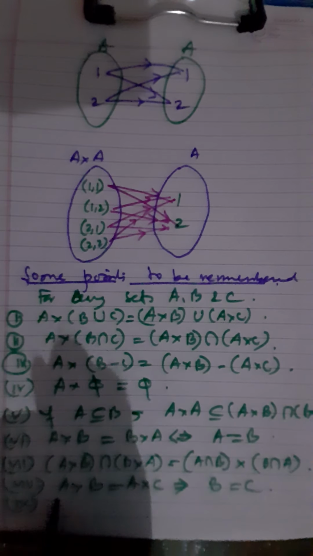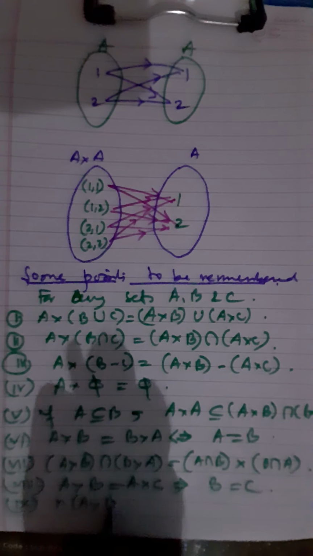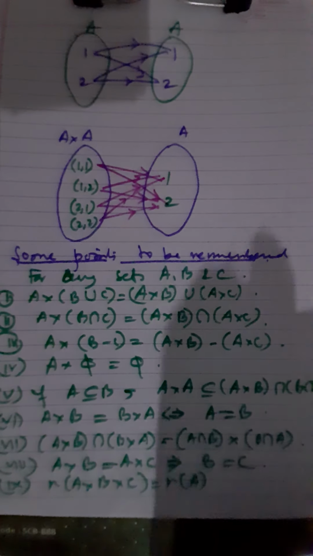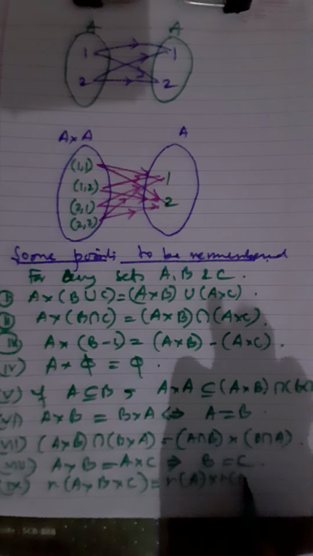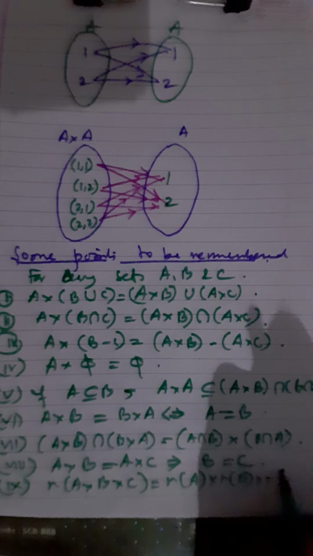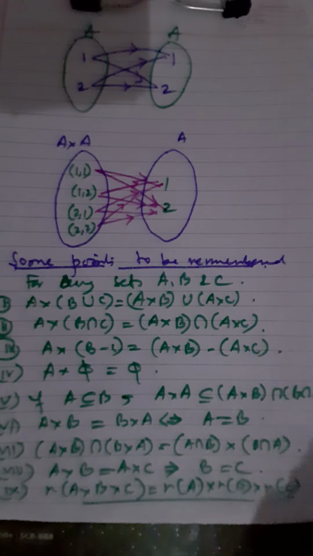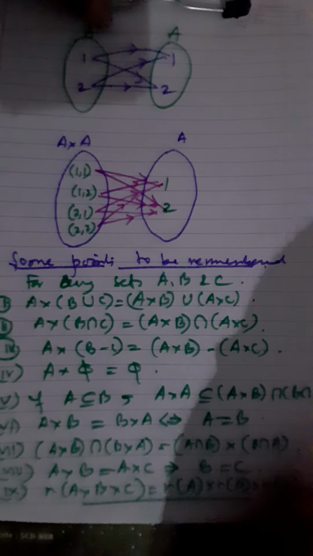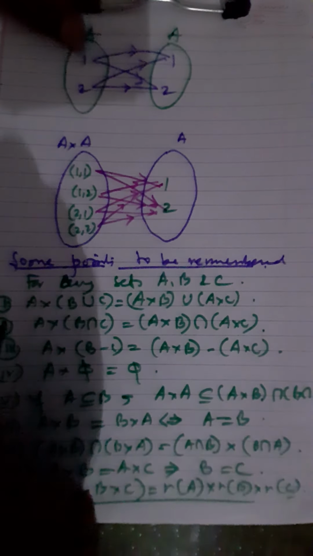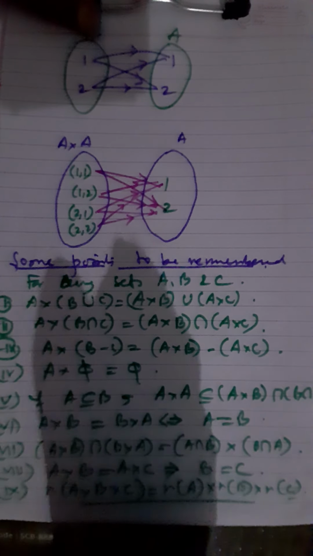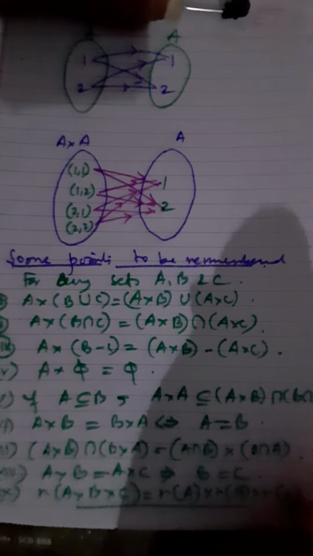Number 9: n(A cross B cross C) is n(A) cross n(B) cross n(C). Okay, these important results you have to keep in mind. Sometimes it may be asked to verify some things also, and we will use these results to solve the problem also. Okay.